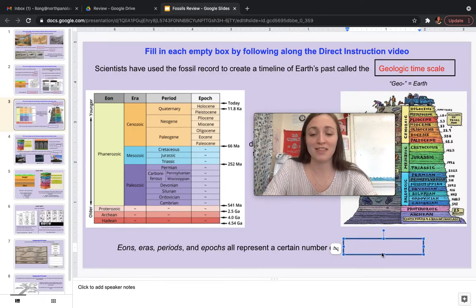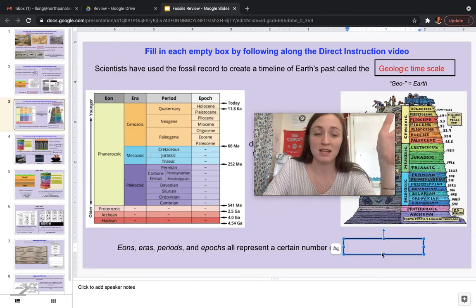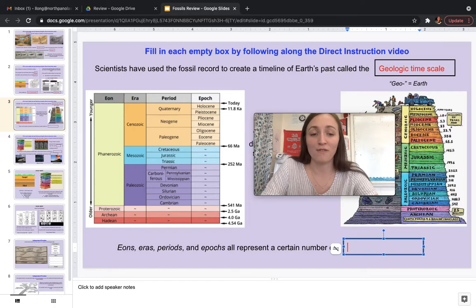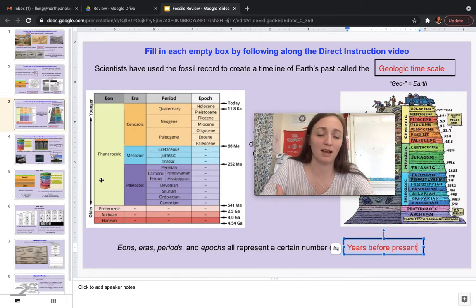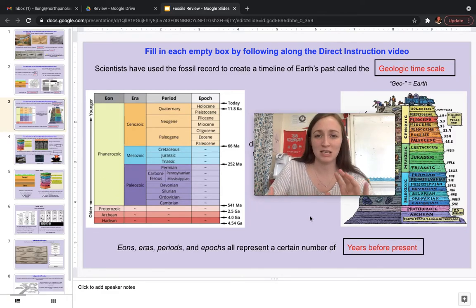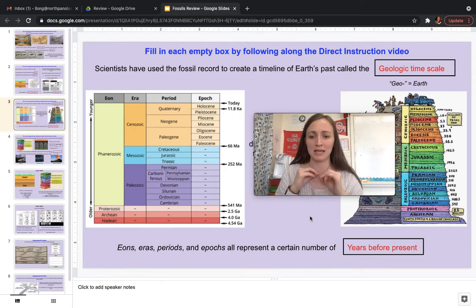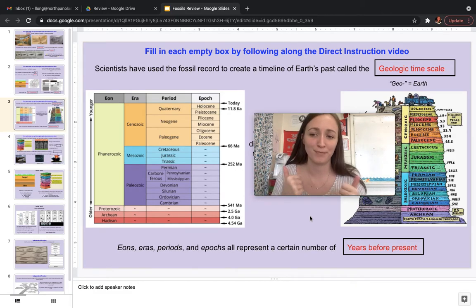So in this case, since we're talking about the history of the earth, all of these are measurements of the number of years, years before present. So how many years or eons before today? That's kind of what it's asking. Again, you don't need to know the ins and outs of all of this. I just don't want you to look at a test and say, eons, eras, what is that? Just know it's a period of time, okay? Don't let it freak you out.